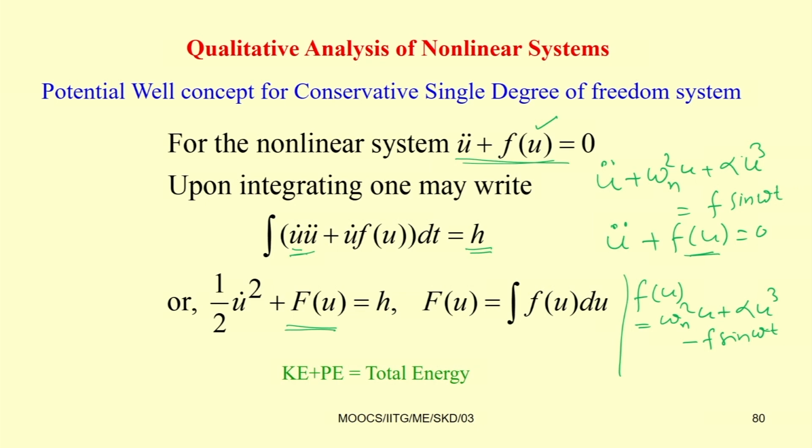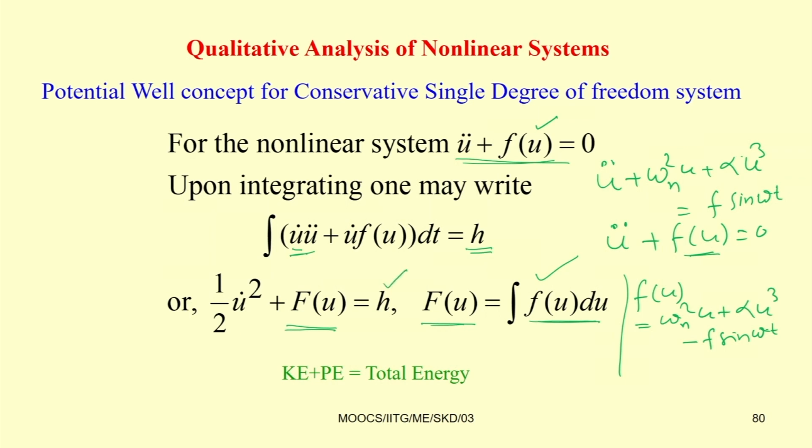If you see this capital F(u), it is equal to the integral of u dot f(u) dt. This u dot you can write in the form of du by dt. So, this dt cancels and your capital F(u) can be written as the integral of small f(u) into du. But what is this thing? This term is the potential energy of the system, work done into displacement is the potential energy, and this half u dot square is nothing but the kinetic energy. So, this is written in the energy form, that means your kinetic energy plus the potential energy is equal to a constant energy, the total energy of the system.